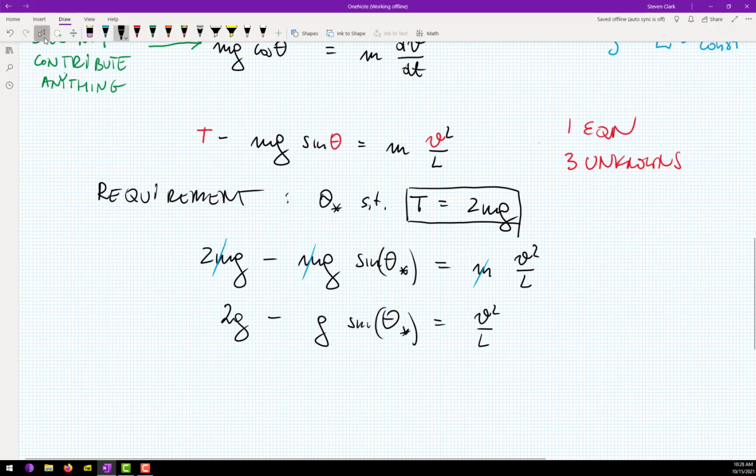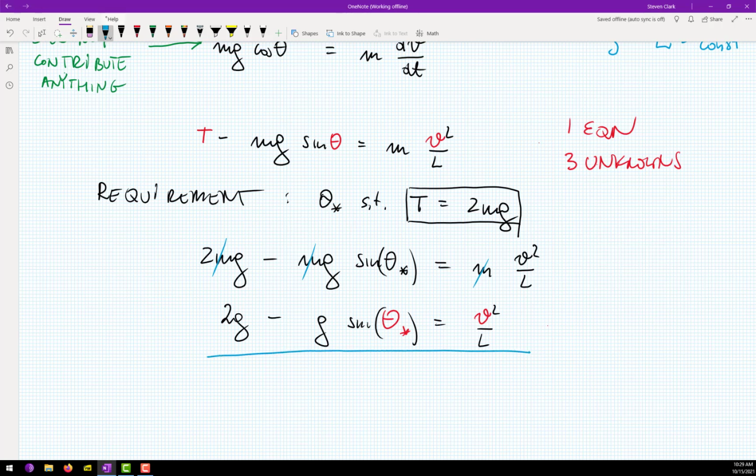Again, we don't know theta star, we don't know velocity, and also we don't know L. So it doesn't matter, we have one equation and 2 or 3 unknowns. Okay, let's say 3. We need more equations anyway. So now what will be helpful? The work energy method. So let's leave our problem here.